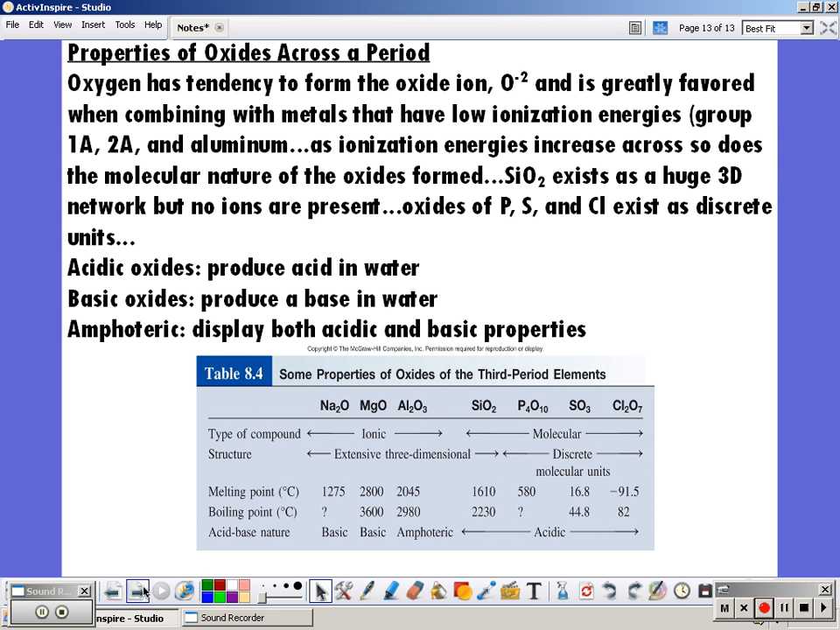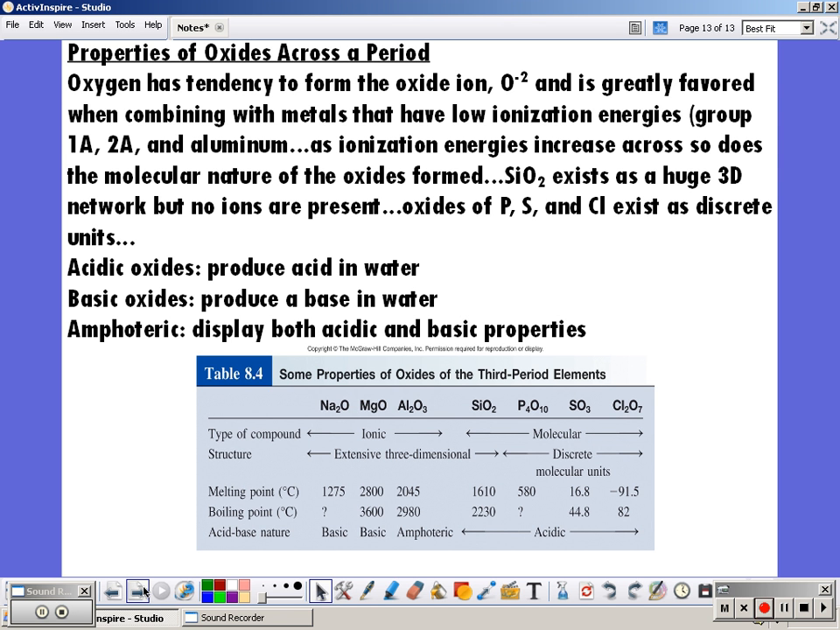Another thing to bring up here is acidic oxides produce acids in water. So our molecular oxides, silicon, phosphorus, sulfur, and chlorine, will actually form acids when they're put in water. So you get your H3PO4, your H2SO3 or H2SO4, your HClO3 or HClO4 or HClO2 or HClO. So those are all acidic oxides.